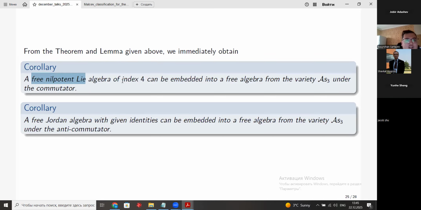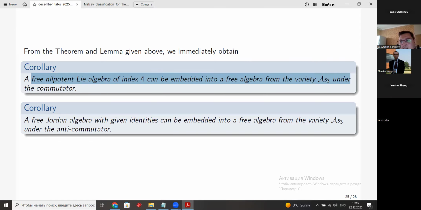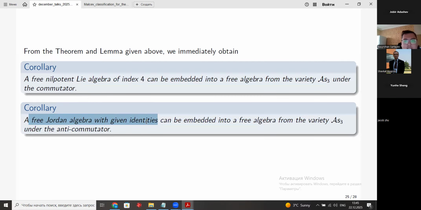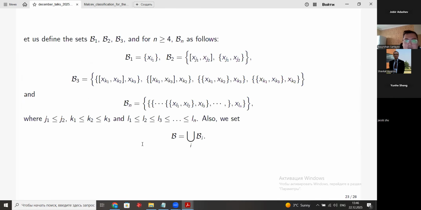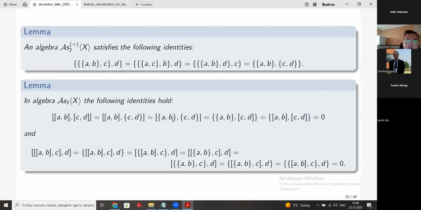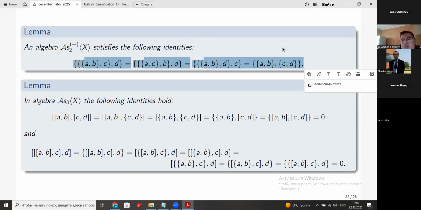A free nilpotent algebra of degree 4 can be embedded into a free algebra from the variety R3 under the commutator. The free Jordan algebra with the given identities can be embedded into an algebra from the variety R3 under the anti-commutator. So it means that if we consider a free third type associative algebra under anti-commutator, then we have only these identities and there is no other identity.